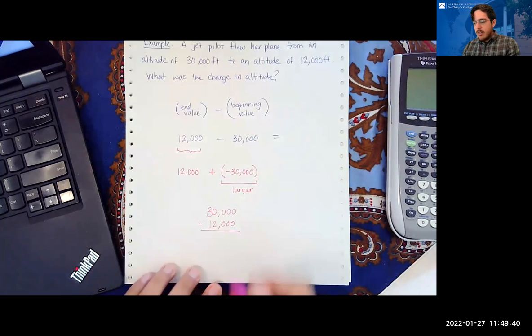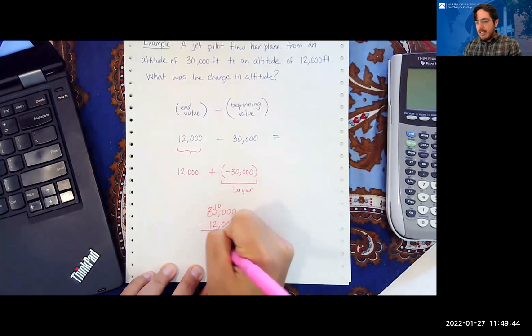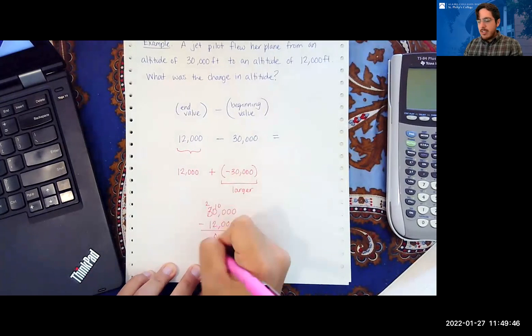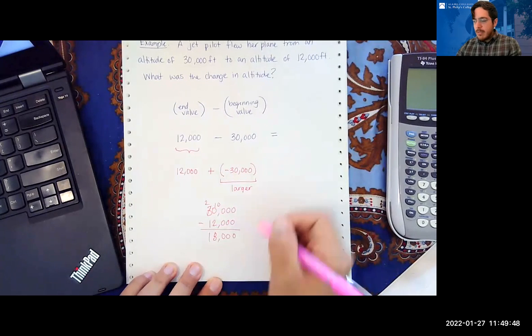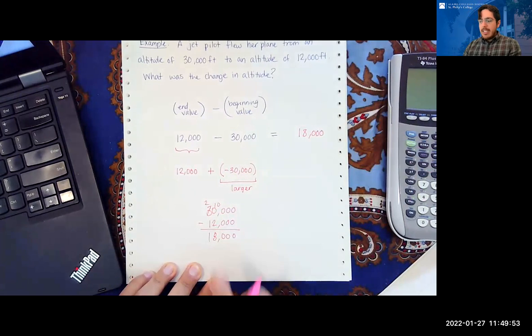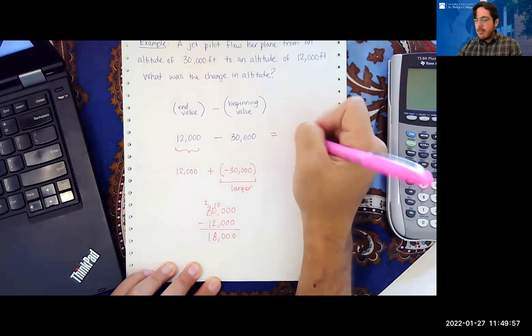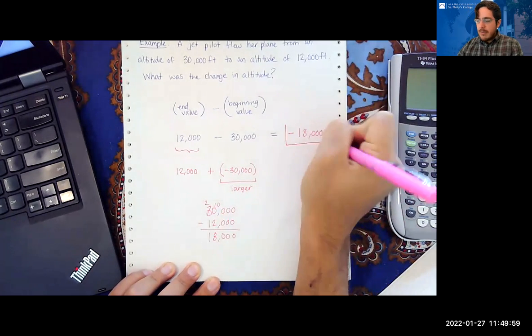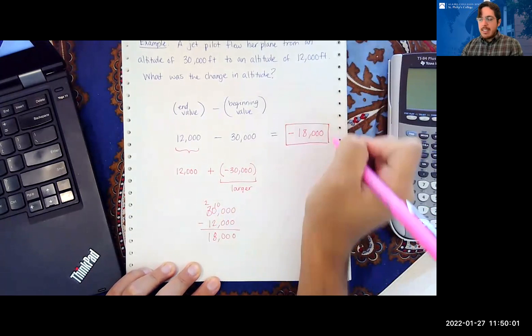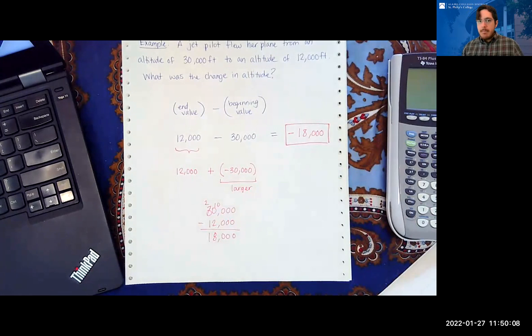Okay, so we should get 0, 0, 0. We're going to have to borrow here, get a 10. That'll be an 8. This will be 2 minus 1, which is 1. So our answer should be 18,000. But we need to keep the sign of the larger number here, which is negative. So we have a drop in altitude of 18,000 feet. That is, our change in altitude is negative 18,000. Does that make sense, or does anybody have any questions about that?